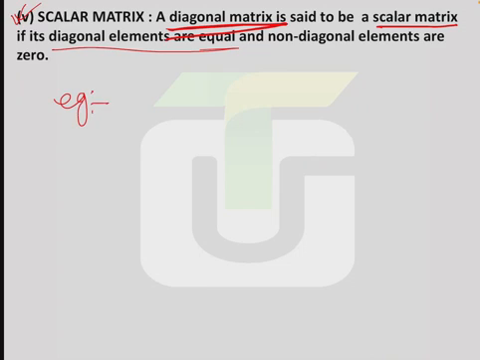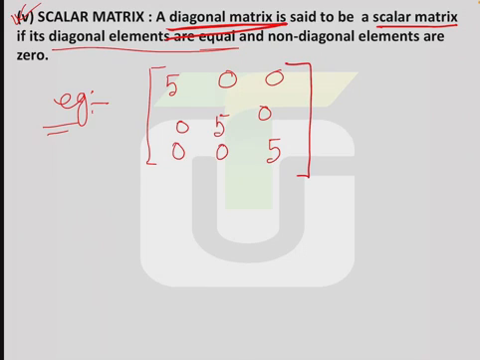So, for example, as I have said, a scalar matrix has to be a diagonal matrix, right? That means diagonal elements are non-zero. उस diagonal matrix को scalar matrix कह सकते हैं कब? When diagonal elements are equal, right? Suppose the first diagonal element is 5, the second one is 5 and the third one is also 5, and non-diagonal elements are 0. Non-diagonal means जो diagonal पे नहीं है, that means 0, 0, 0, 0, 0, 0, right? So this type of matrix is called a scalar matrix.